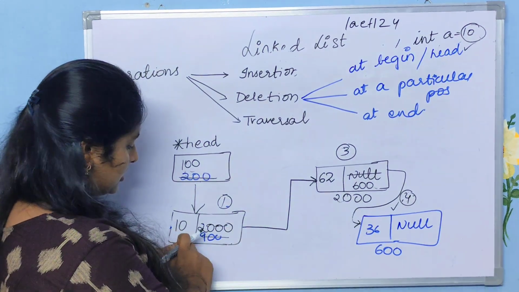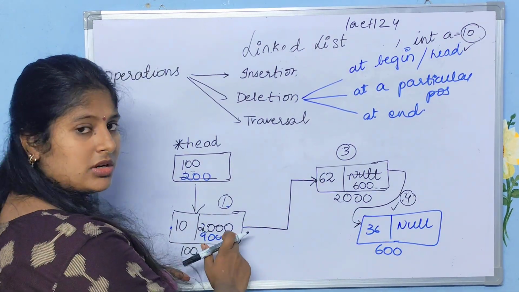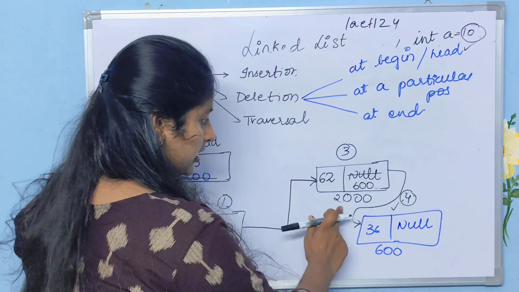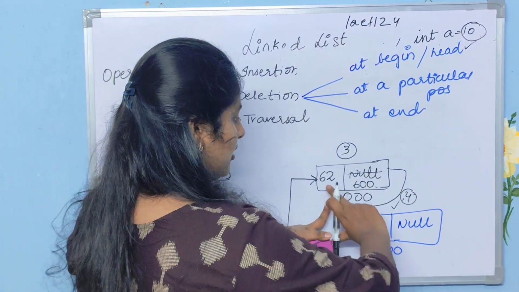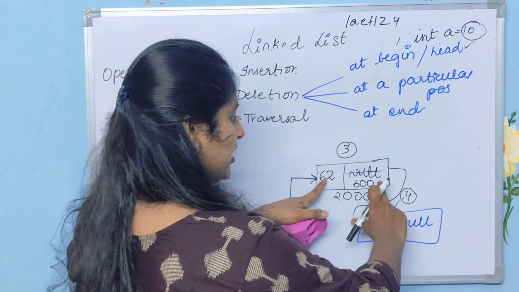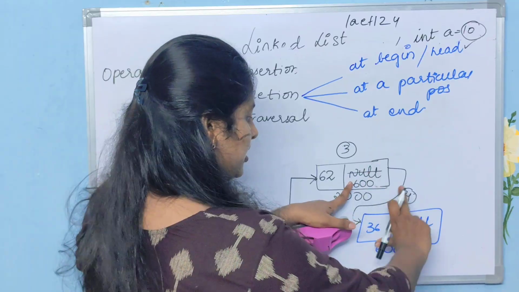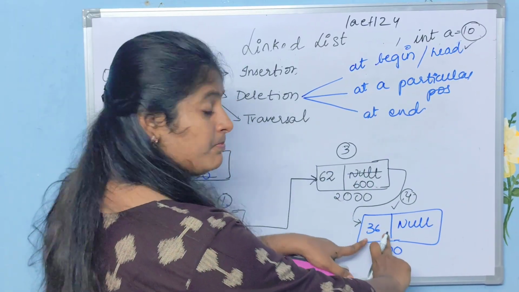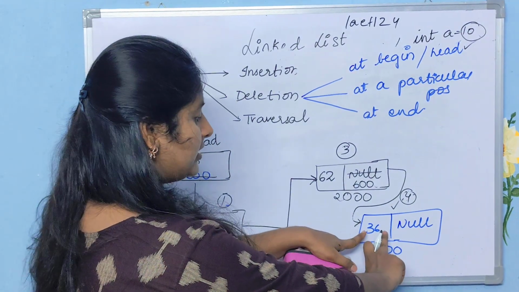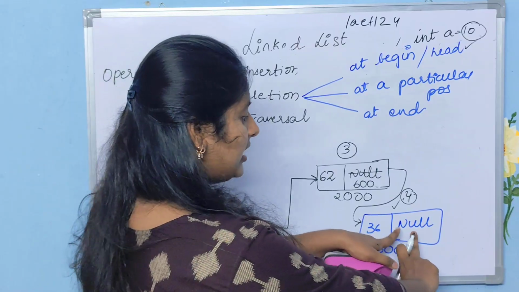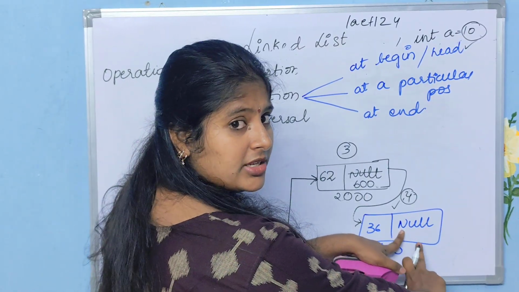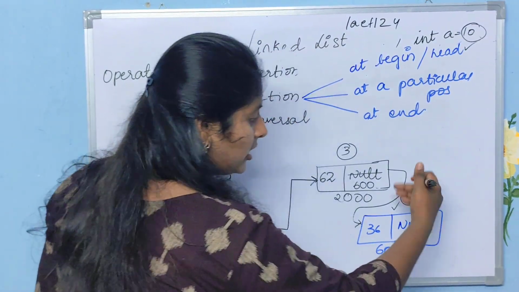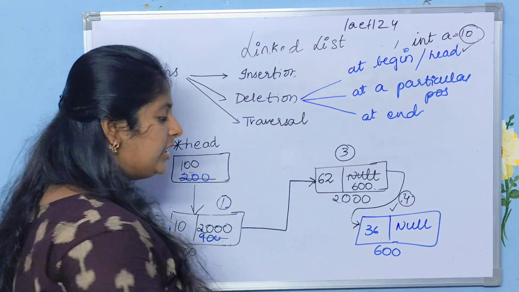100's data part is 10 and my next address is 2000. So in 2000, I have my data part as 62 and next part is 600. So what is my next element? 600. What is 600's data part? That's 36, and my next pointer is containing null. That means there are no other elements. So I wanted to delete this element.